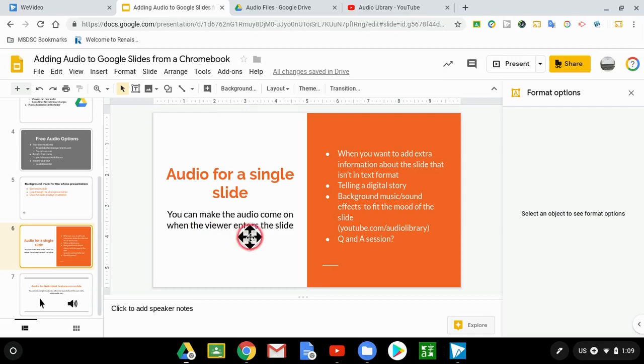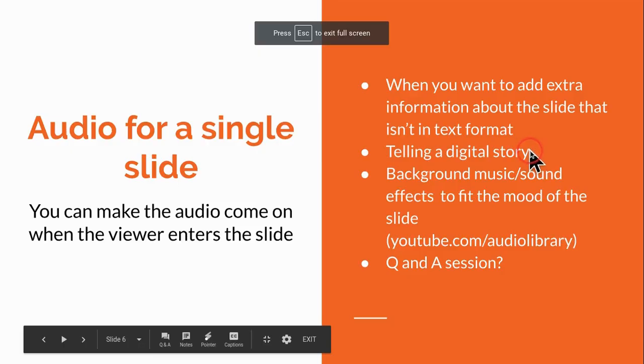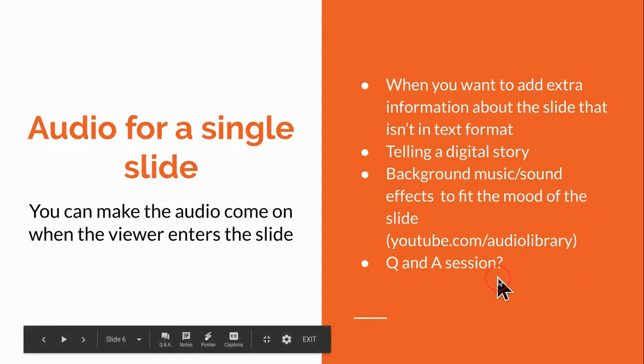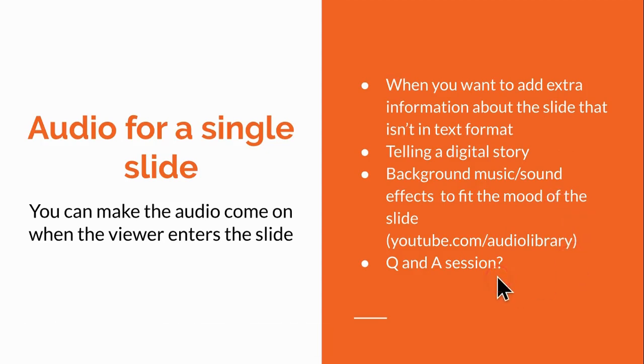The next scenario is, what if you just want an audio track for an individual slide? What are some situations where you'd want that to happen? Maybe you want to add your own information, talk about it. Maybe you want to tell a digital story. Maybe you have a background sound or music to affect the mood of the slide. Or maybe you're running a Q&A session. That'd be kind of fun: have the questions on there and then answer the questions with audio tracks.